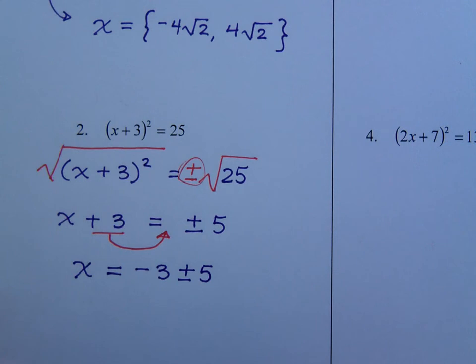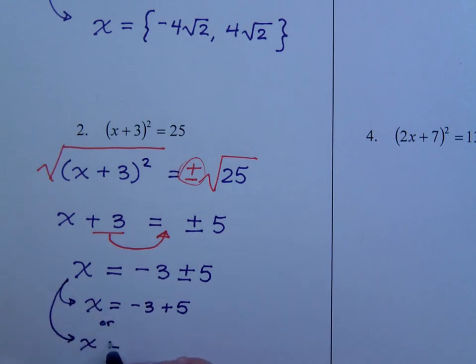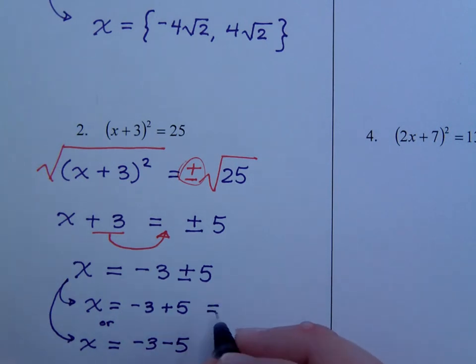Just like the last problem, this is going to be more simplifying that we can do. So this means that x is equal to negative 3 plus 5, or x is equal to negative 3 minus 5. When you see this, you see, oh, there's more work that can be done. Negative 3 plus 5 is 2. Negative 3 minus 5 is negative 8.